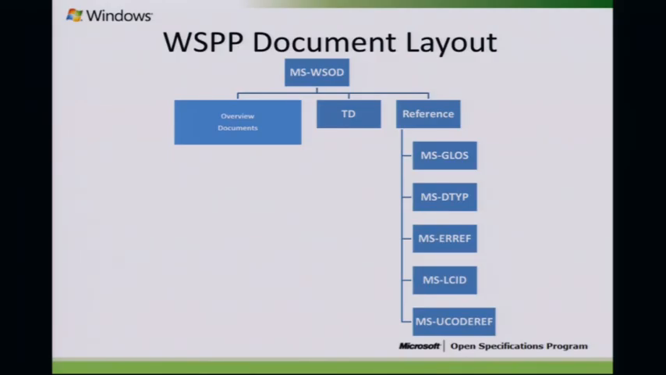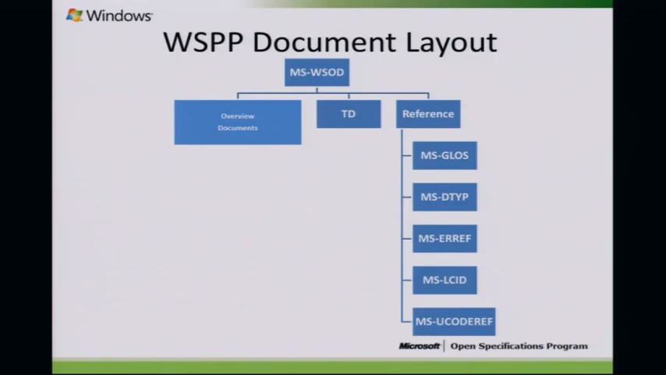So in the European model, we get a similar structure. You get a bunch of technical specifications, a bunch of overview documents, and a bunch of reference documents. The document that will ultimately sit at the top of the tree in Europe will be called MSWSOD, but it's not published yet, okay? So it's a kind of work in progress. So the European stuff is essentially more work in progress.